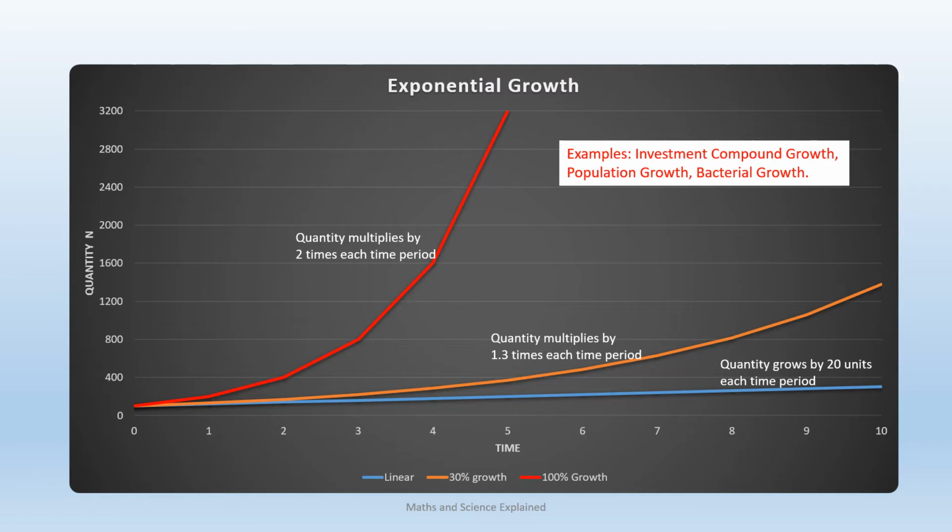Let's now turn to the orange and red lines, which show the number of units growing exponentially by 30% and 100% respectively, or by multiples of 1.3 and 2 of the current quantity each time period. Thus, as the quantity increases, so does the growth, because an ever-increasing number is being multiplied by 1.3 or 2. The essence of exponential growth is that the rate of growth is proportional to the size of the quantity in question, and as the quantity increases, so does the rate. The quantity in each period is a constant multiple or a proportion of the previous one.